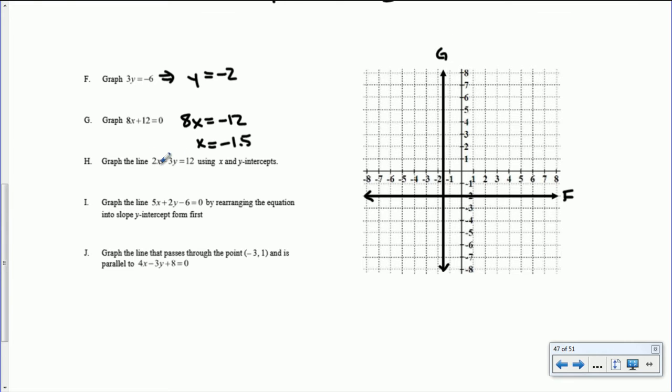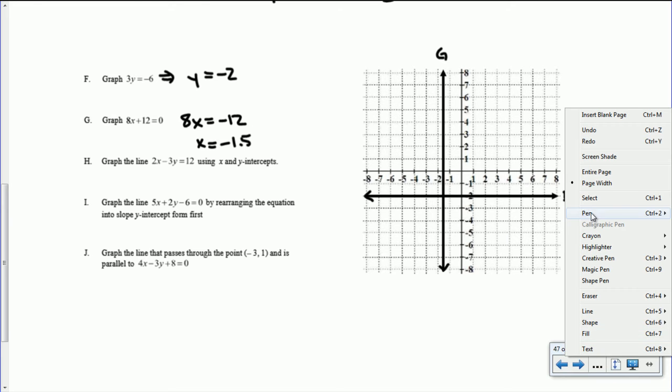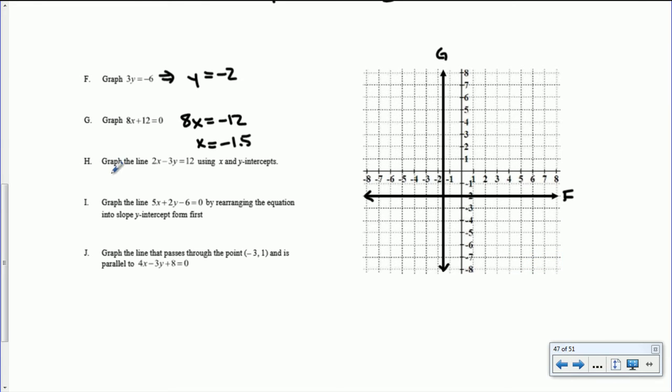Okay, for this one using x and y intercepts, this might be a bit tight. So the x-intercept occurs where y equals 0. So starting with this equation, I put y equals 0 here and solve for x. So 2x subtract 3 times 0, which is 0. So it'll be 2x subtract nothing equals 12. So therefore x equals, I'll divide both sides of this equation by 2. You get x equals 6. So x equals 6 is the x-intercept.